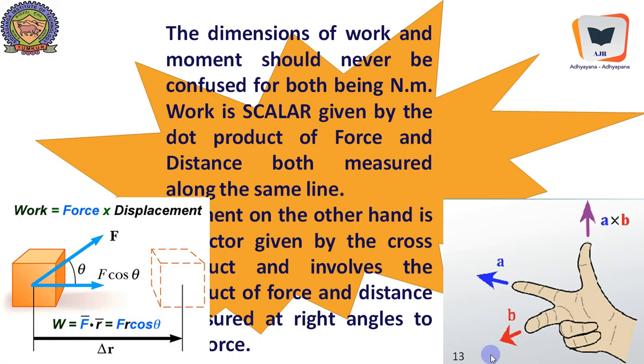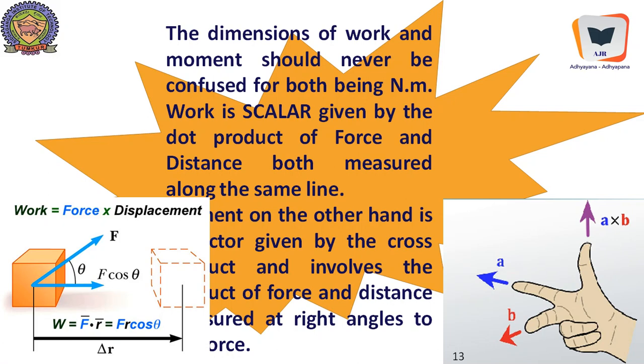This is the right hand rule, and here is the moment. Moment has a direction. Moment is a vector. Work is a scalar, and moment needs force and perpendicular distance, while work needs force and the distance moved along the direction of the force. These are two salient differences between moment and work, though the units remain the same.